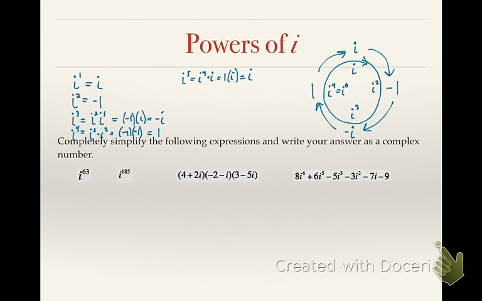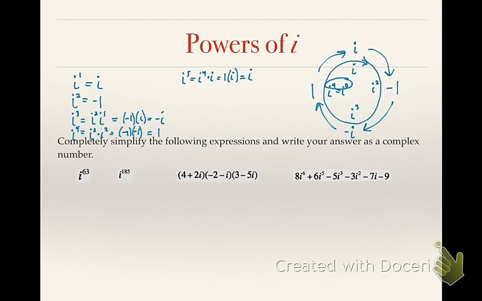So you have to break it up into a product of two powers of i, where one of them is a multiple of 4, because a multiple of 4 will give you a result of 1. And anything other than that, i to the third, i to the second, i to the first, is going to indicate what your final answer is going to be.